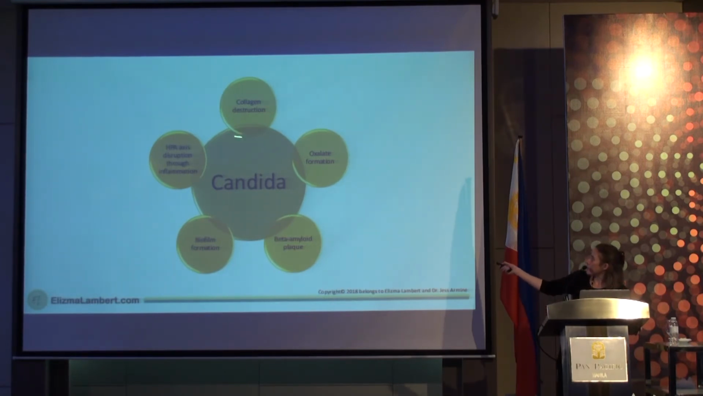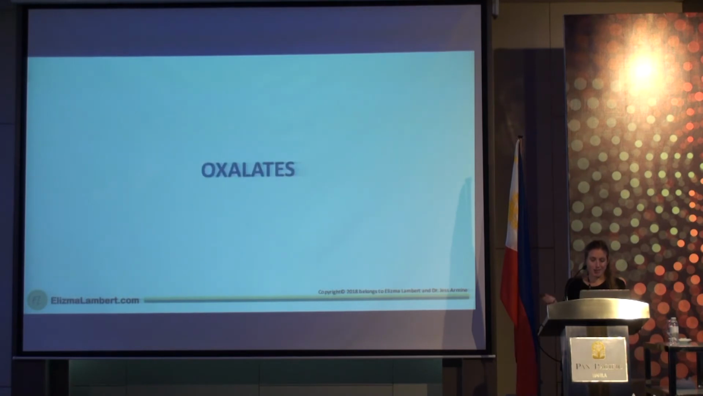Candida can cause a lot of collagen destruction, which will include the skin and the joints and the bones and all of that. It can also cause beta amyloid plaque associated with Alzheimer's disease and dementia. It's also obviously implicated in biofilm formation. Also HPA axis disruption through inflammation and through the production of interleukin-6, which is a huge inflammatory marker that influences the HPA axis. And then oxalate formation as well, which brings us to our next topic, which is oxalates.